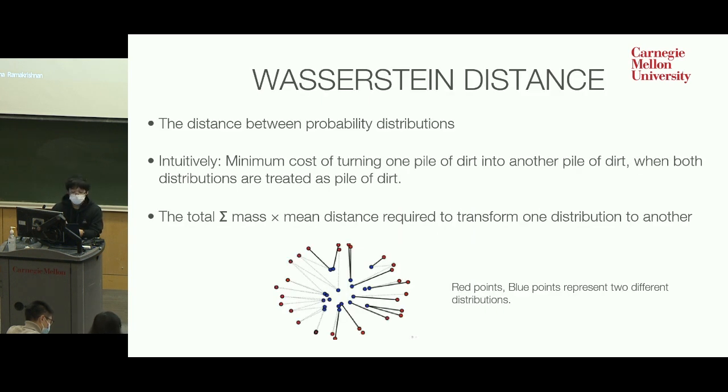So for that, we introduce the Wasserstein distance, which is also called the Earth Mover distance. This is a distance defined on probability distributions. Intuitively speaking, it's just the minimal cost of turning one pile of dirt into another pile of dirt, when both distributions are treated as piles of dirt.